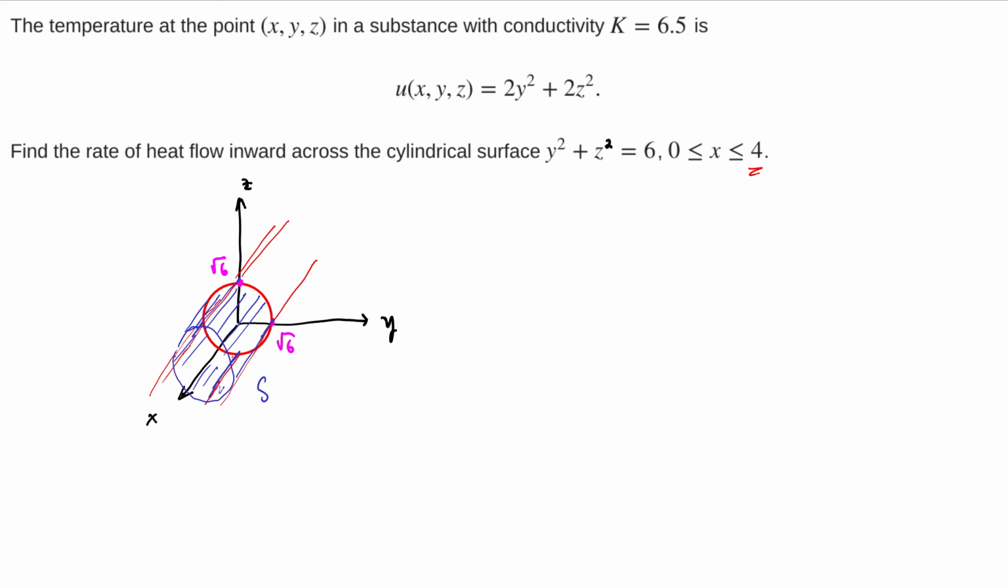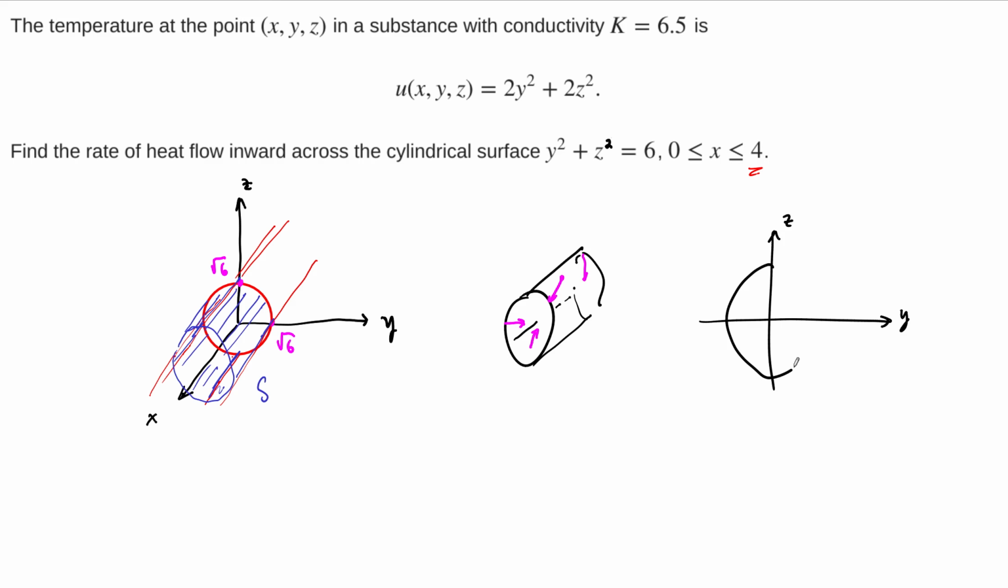We want to compute the rate of heat flow inward across the cylinder. So that means that at every point on this cylinder, I'm just going to resketch the cylinder over here, we want to represent this normal vector that points inward. We want the inward pointing normal vector. That's true at every point along the cylinder, but it's especially true on the circle itself.